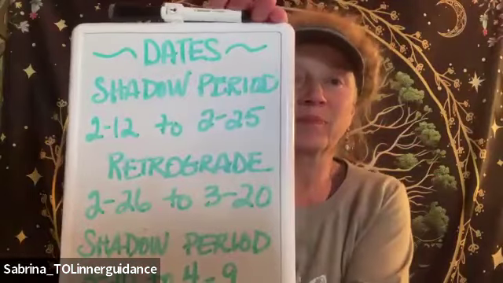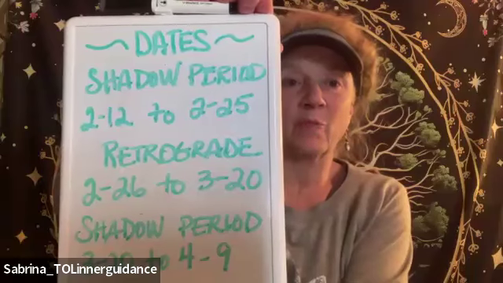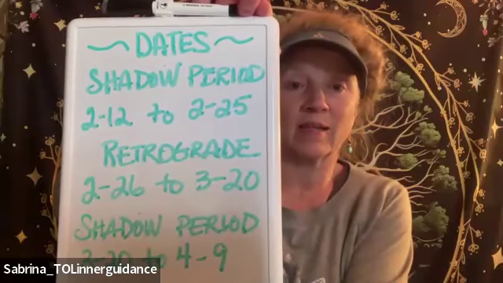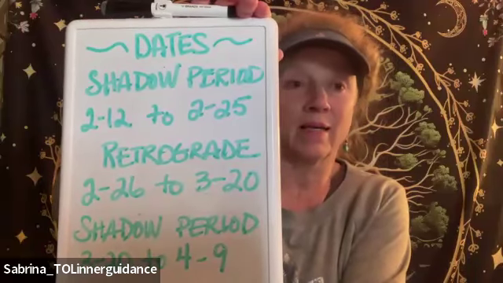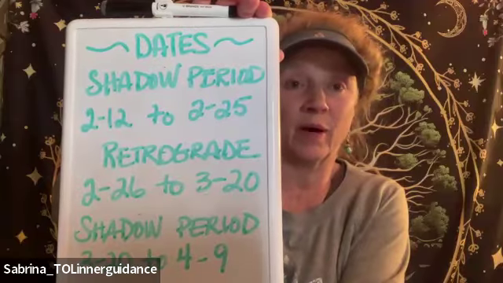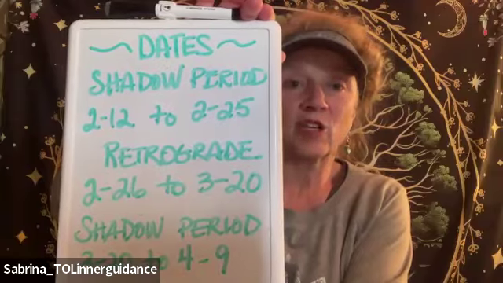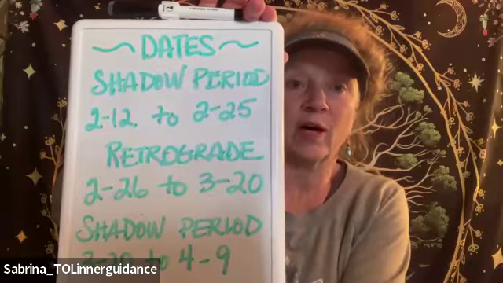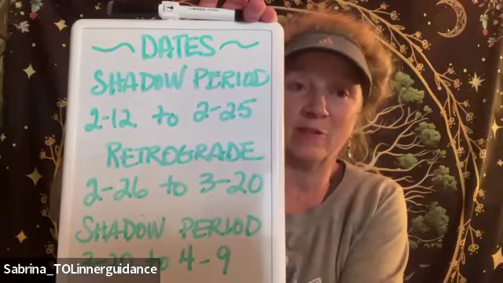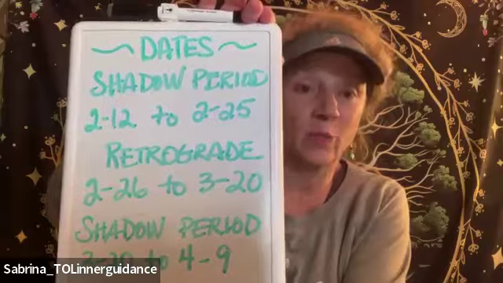So, I have my barrage of whiteboards. I love them. The first whiteboard I'm going to pull out are the important dates of Mercury retrograde. So, here are the dates. I am making this video on Monday night, the 23rd of February. It says on here the shadow period, which is 2/12 to 2/25. So we are in the shadow period right now.